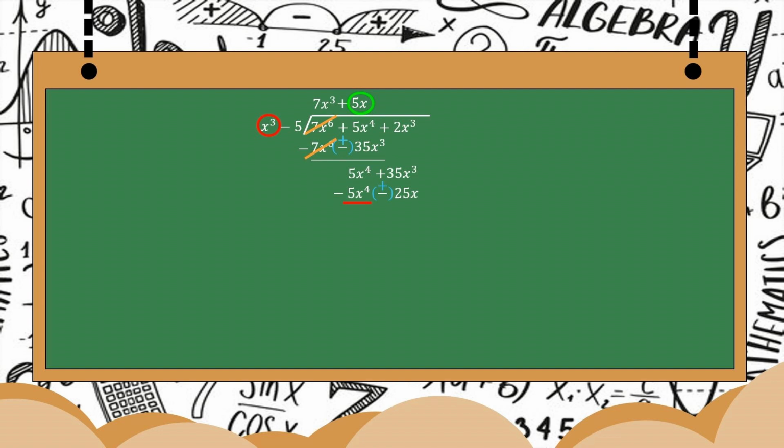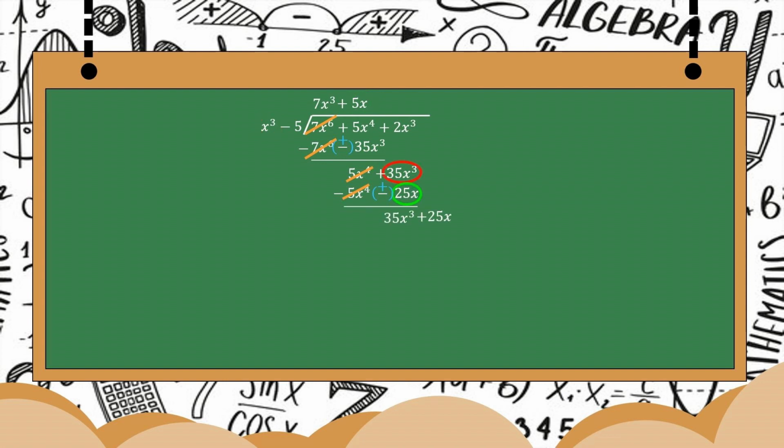Now we will multiply the quotient 5x into our divisor, which is x cubed. So 5x times x cubed is equal to 5x raised to the power of 4. Our quotient 5x will be multiplied with the second term in our divisor, which is negative 5. So 5x times negative 5 equals negative 25x. In our subtrahend, the signs will automatically change to their opposites. So it will be negative 5x raised to the power of 4 plus 25x. So 5x raised to the power of 4 minus 5x raised to the power of 4 equals 0, and we will just cancel it out.